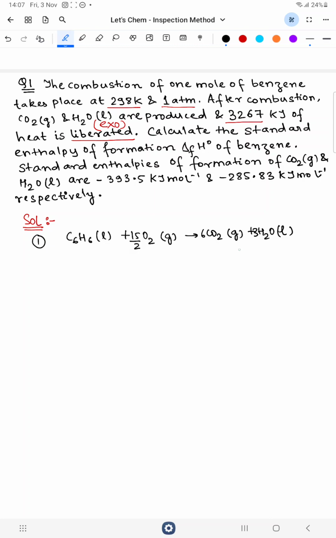So here what I'm doing is I'm taking the first reaction value as delta H1. Because standard is mentioned everywhere, I will just put the value as naught. Even if you are not putting the naught, it's fine, but it's a convention that you should follow. So how much is this value given? This is given as minus 3267 kilojoule.